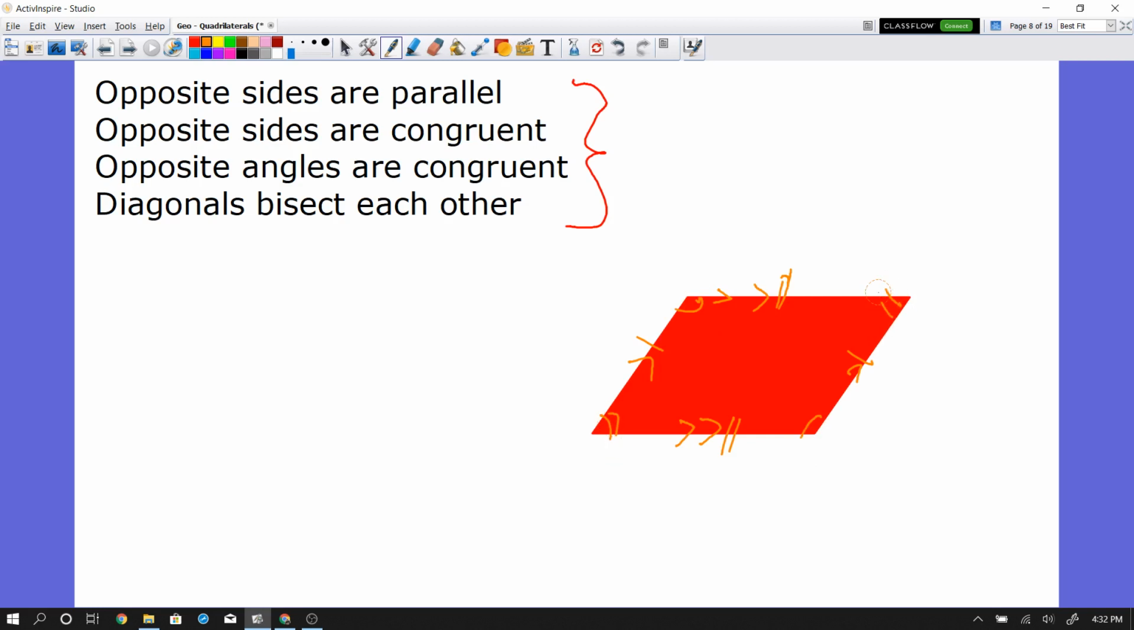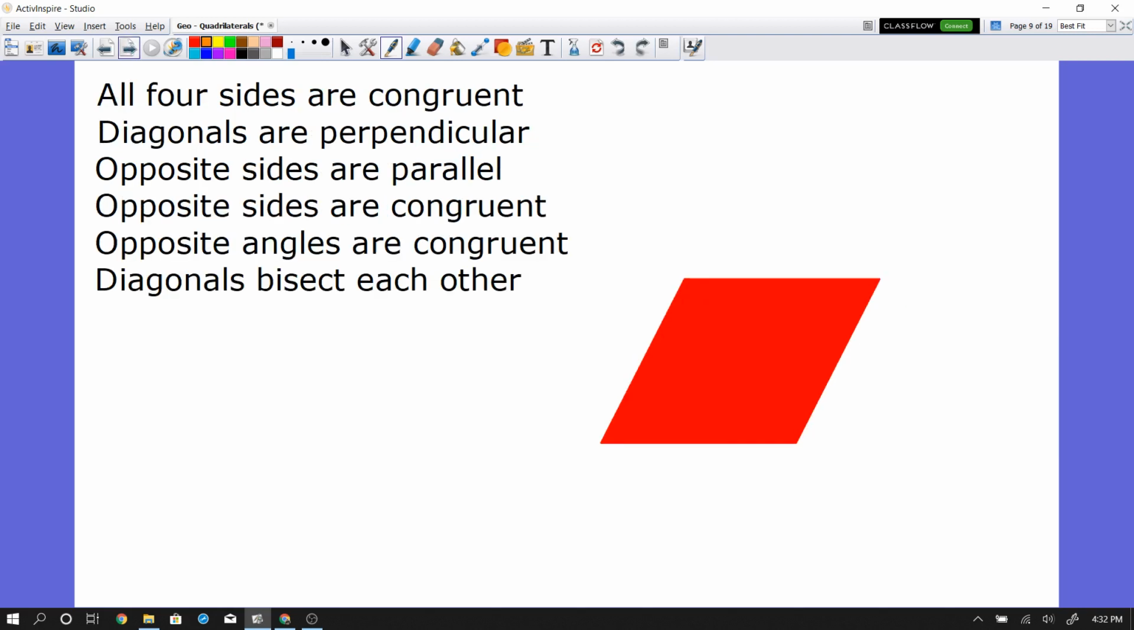You can see how I'm labeling this. If you're able to label the parallelogram and know what these symbols mean, then you're knowing the big 4. Diagonals bisect each other. Okay? Know those four, be able to draw and read that diagram. So let's talk about a rhombus. All four sides are congruent. Boom, bam, pow, get it. Diagonals are perpendicular.